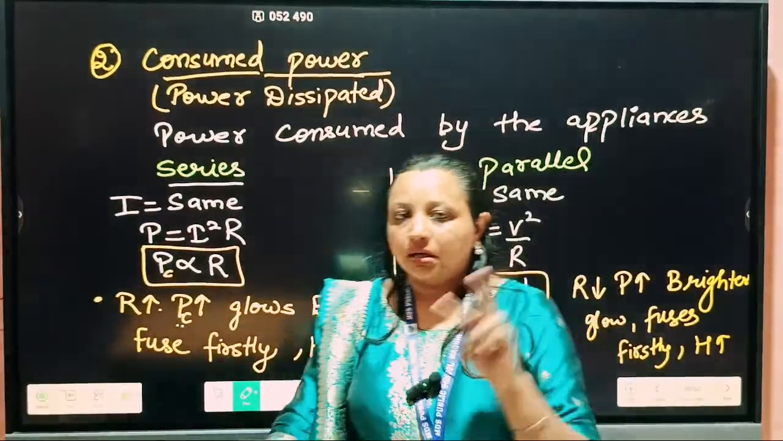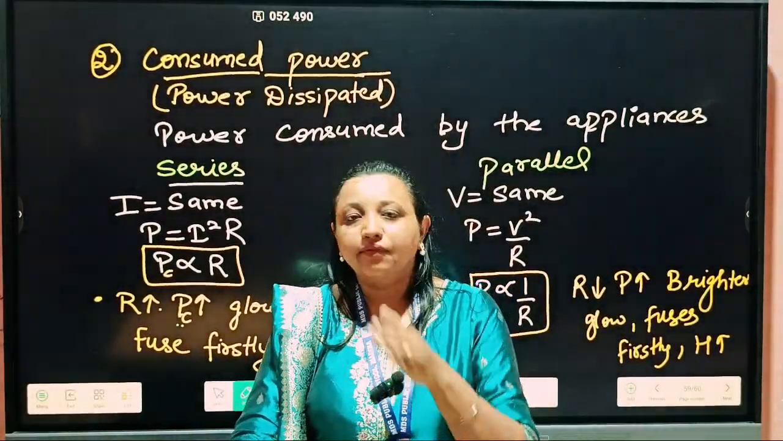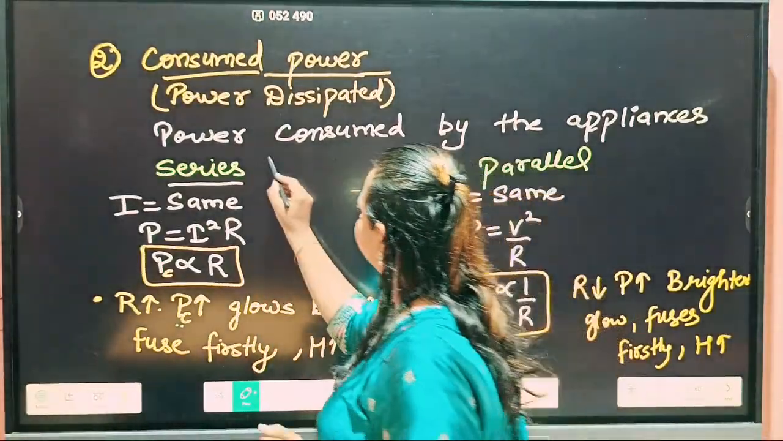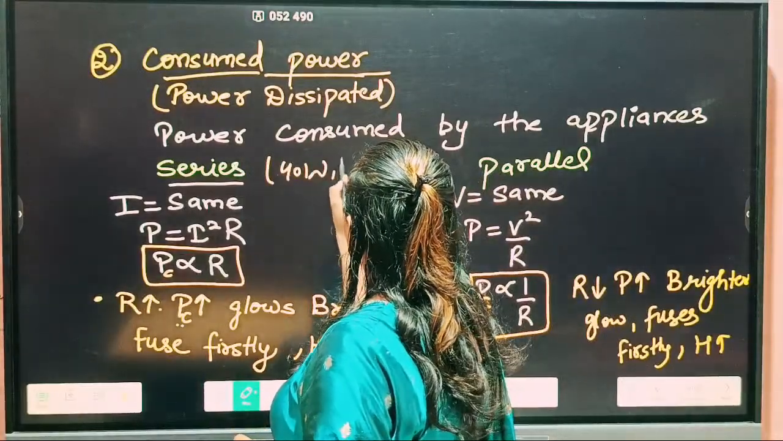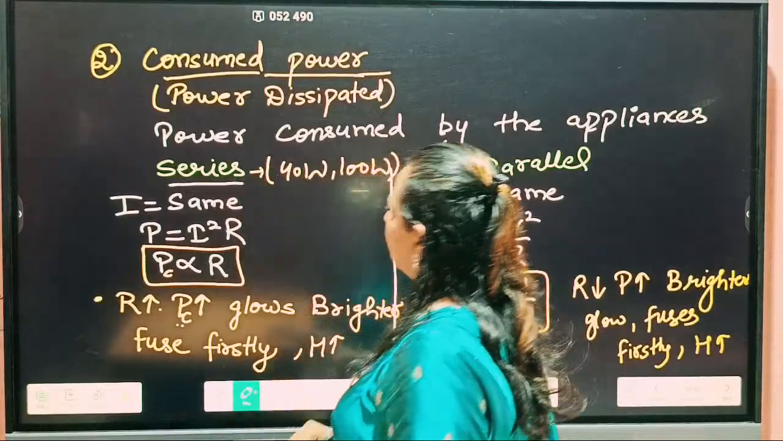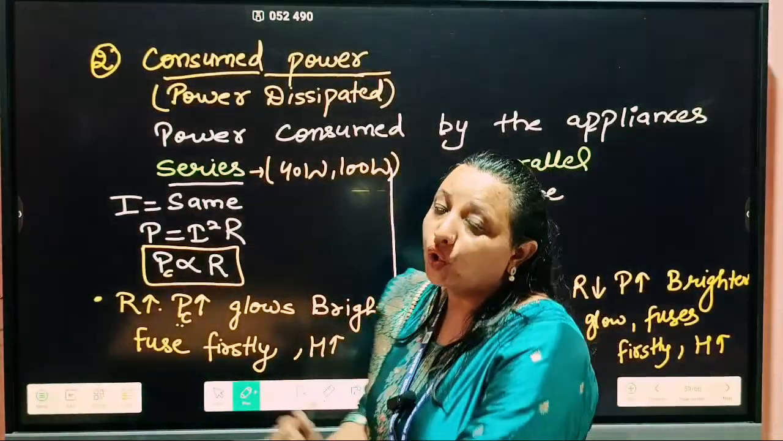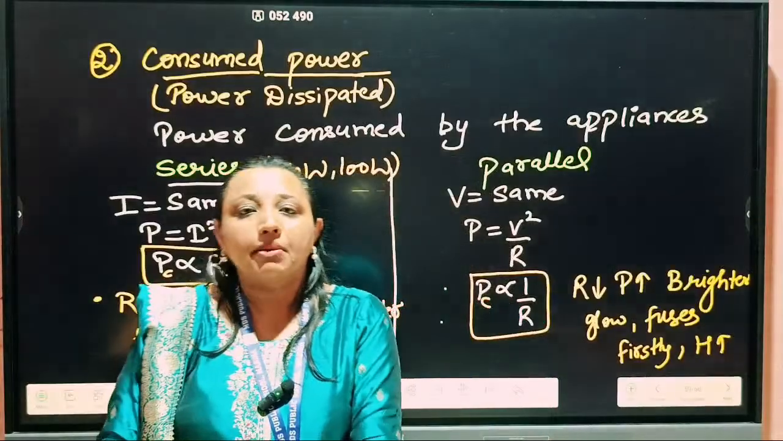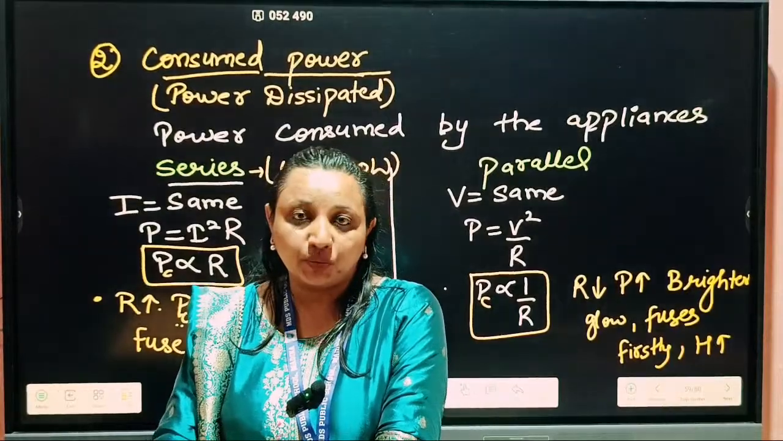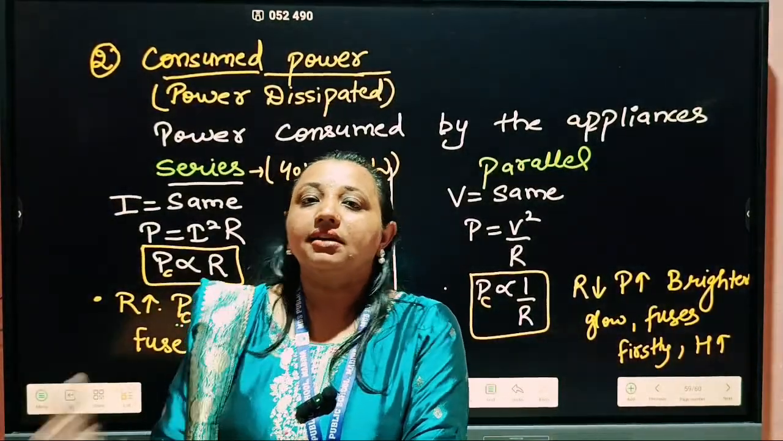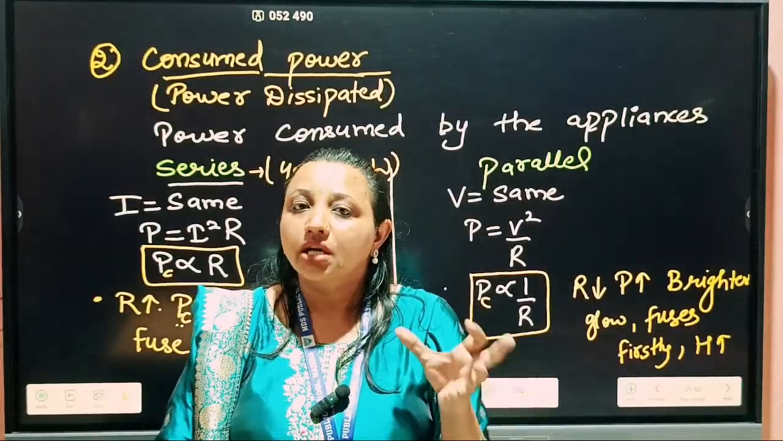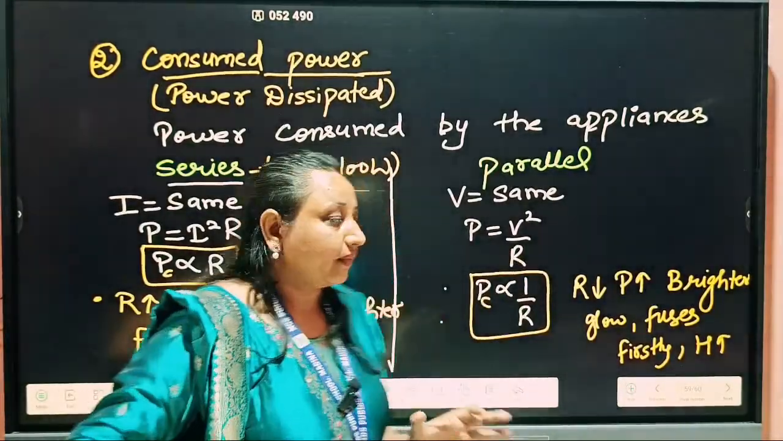Now understood? Now as an example, we take 40 watt rated power and 100 watt rated power. When the 40 watt and 100 watt bulbs are connected in series combination, which bulb glows brighter? The question may be asked that among 40 watt and 100 watt, which one glows brighter, which one has greater consumed power, which one produces a greater amount of heat energy, and which one fuses first. These are the questions which may be asked from that concept.